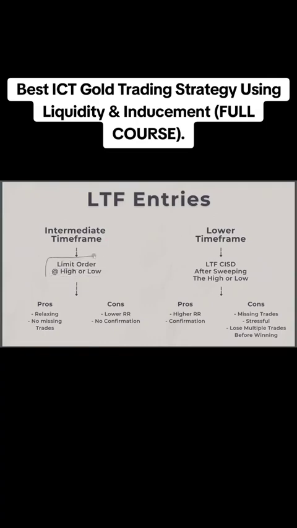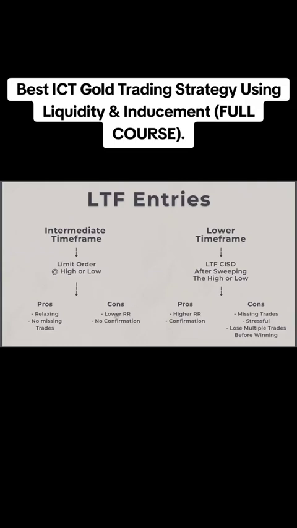When we have a pullback, when it's confirmed and we have a pullback with a direction or first mitigation, partial mitigation actually, then we can just place a limit order and that's it. Now this one, the pros of it, is that it's going to be more relaxing. You don't need to wait for that POI or that high or low to be taken and then go to the chart to see the confirmation. No need. You're not going to be missing trades most of the time.